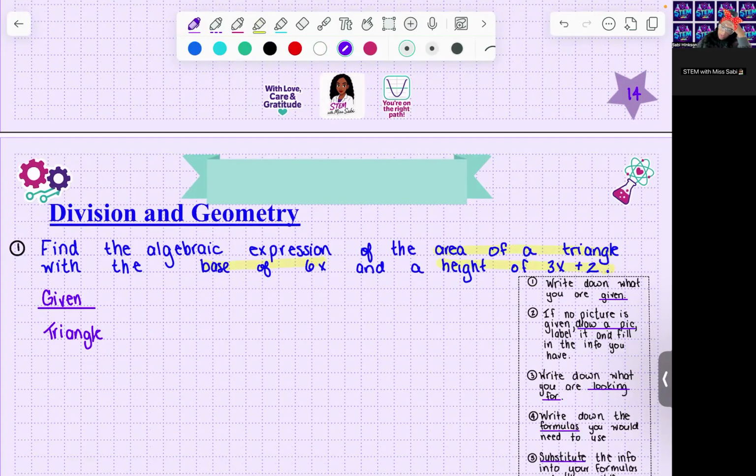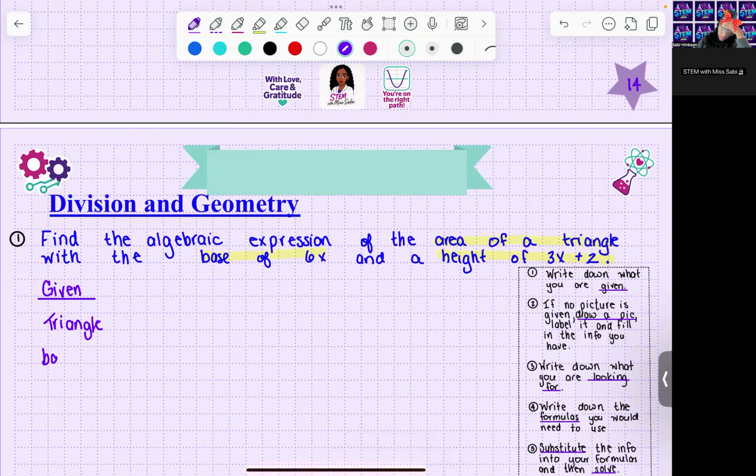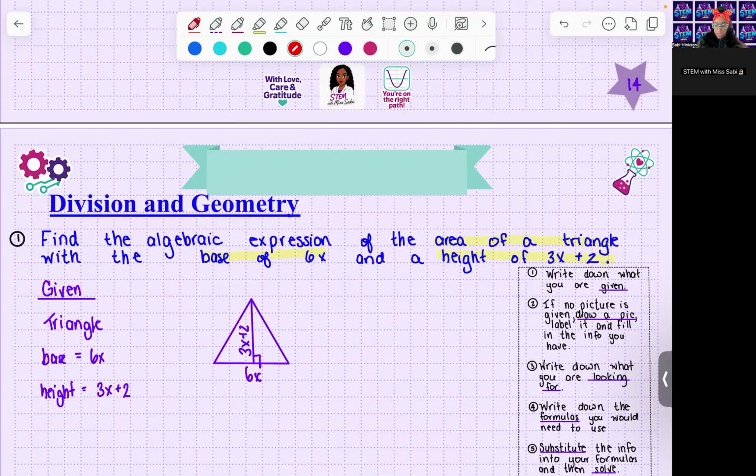Okay, so triangle, base is equal to 6x, height is equal to 3x plus 2. Remember, we draw if there's no picture. So the base is 6x and the height is 3x plus 2. So I write it like that. Okay, so there's my triangle. Let me just label it triangle ABC.